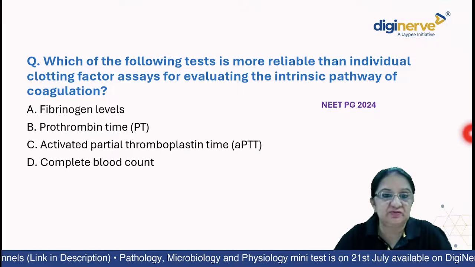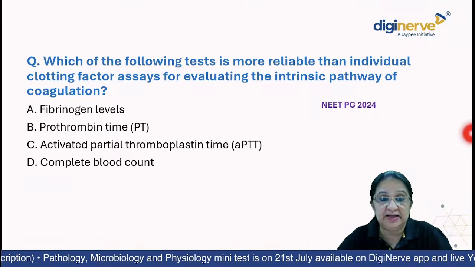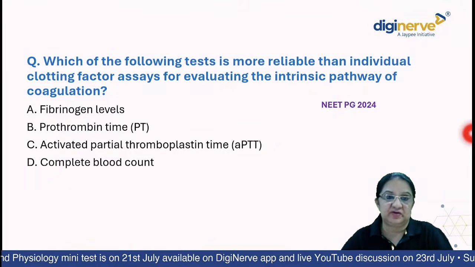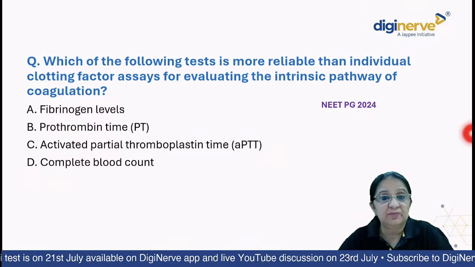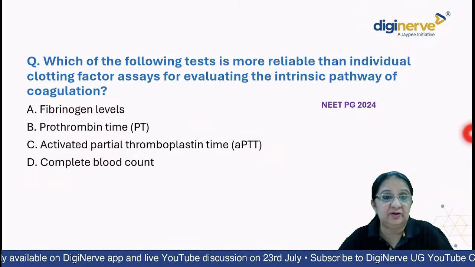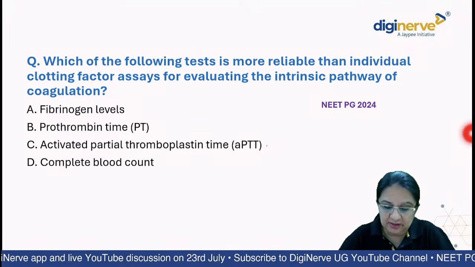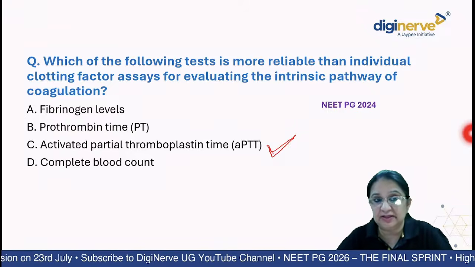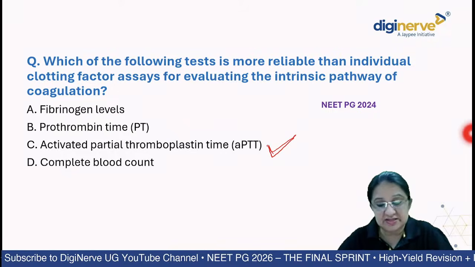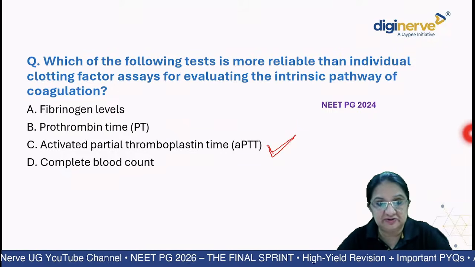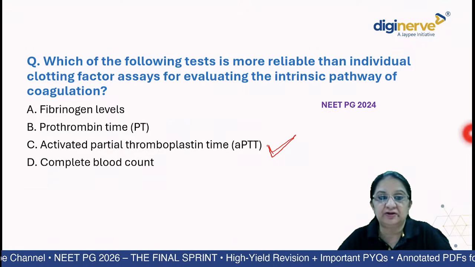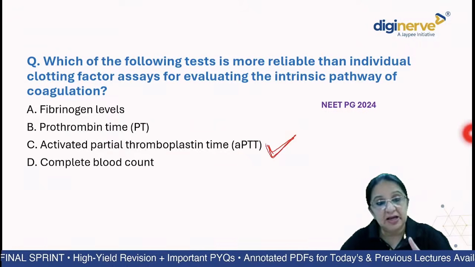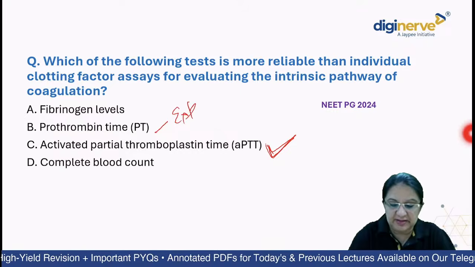Now, next question: which of the following tests is more reliable than individual clotting factor assay for evaluating the intrinsic pathway? Longer pathway, longer name: APTT. Clotting factor assay is definitely the definitive test for deficiency of these factors. But apart from that, the factors involved in the intrinsic pathway can be assessed by APTT, and those of the extrinsic pathway by PT.